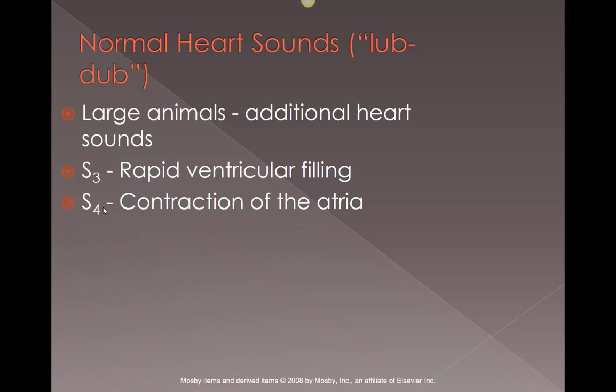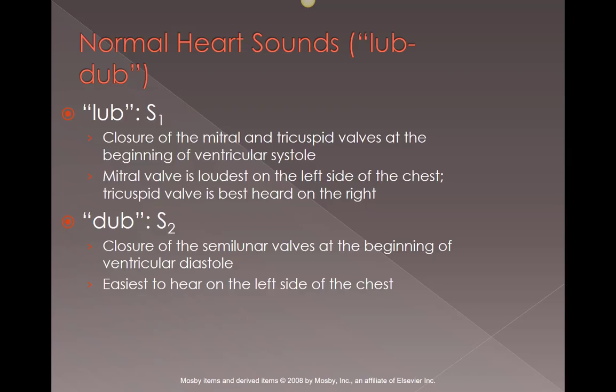Sounds 3 and 4 you're only going to hear in large animals, cattle and horses. Everything else you're going to just hear this lub dub, and especially in small animals, this is the sound. Sometimes they can be so fast it's really hard to tell them apart. Because like in cats, if you have a cat with a heart rate of 180, it's really hard to figure out sometimes what is lub and dub.